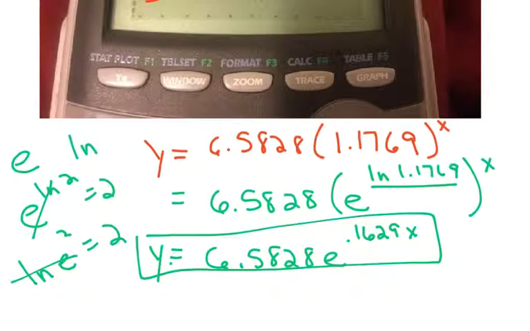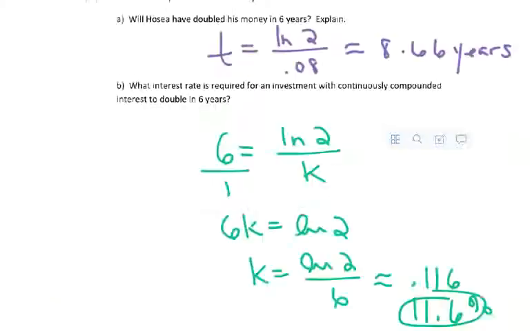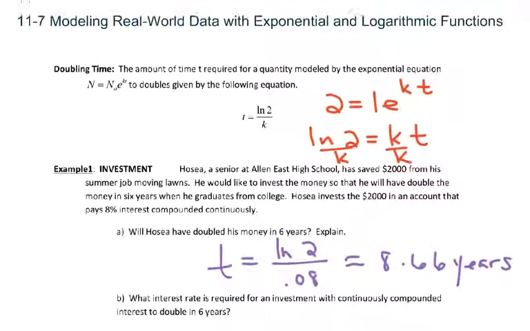And the way that I did it was I took what was inside the parentheses from the exponential regression function on the calculator, and I did e raised to the natural log of that number. And then I took the natural log of that number. And that is modeling real-world data with exponential and logarithmic functions.